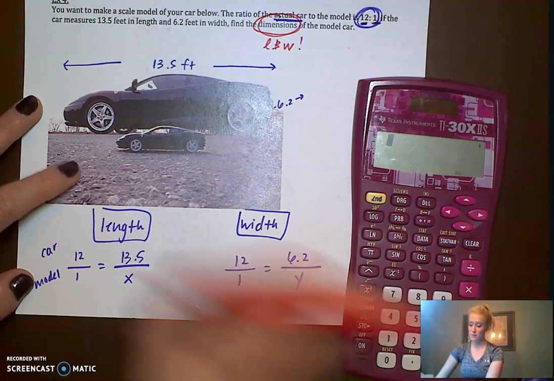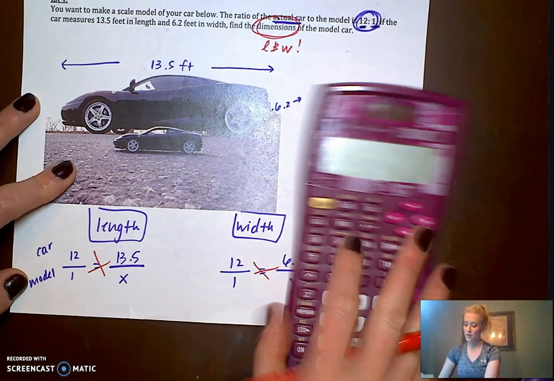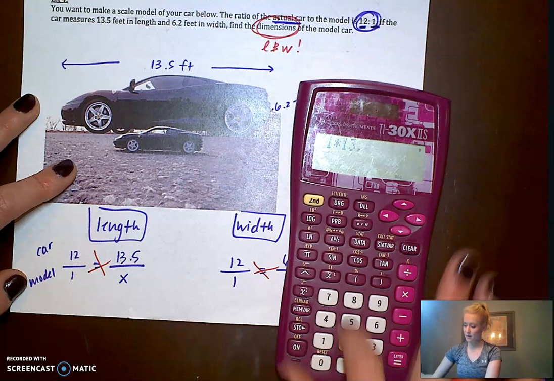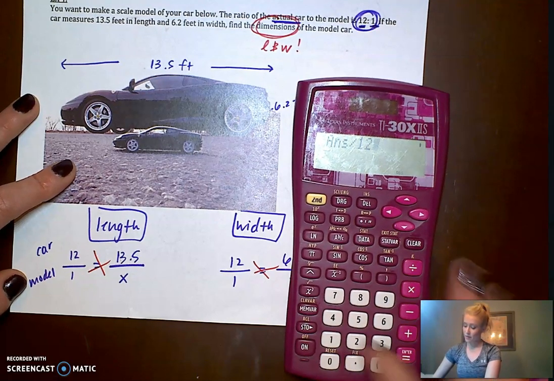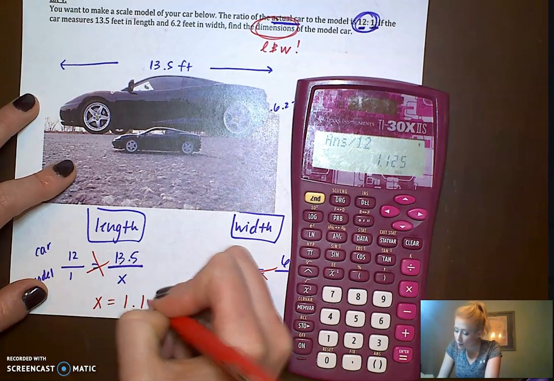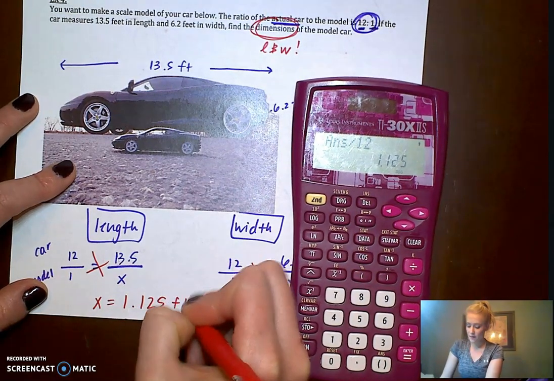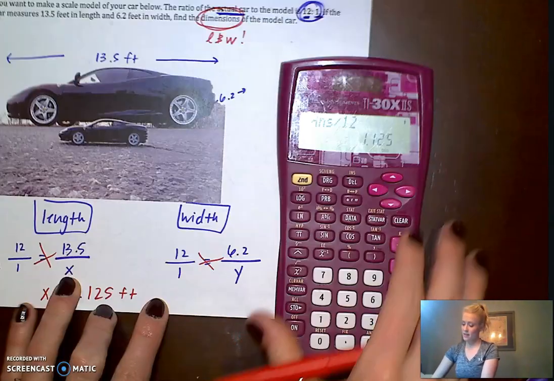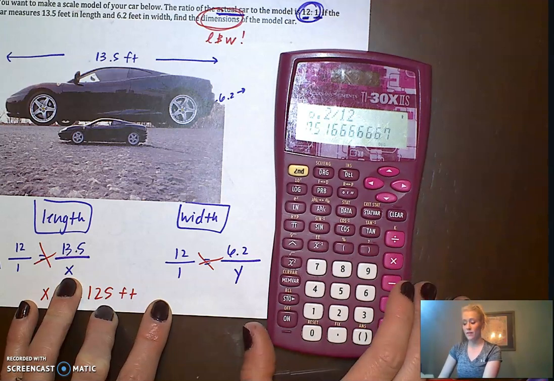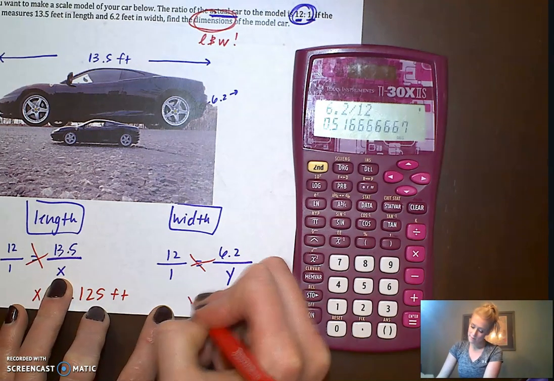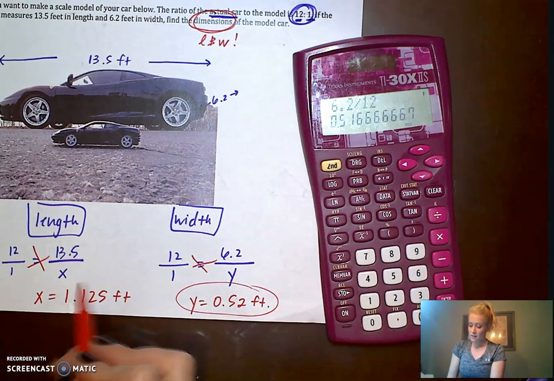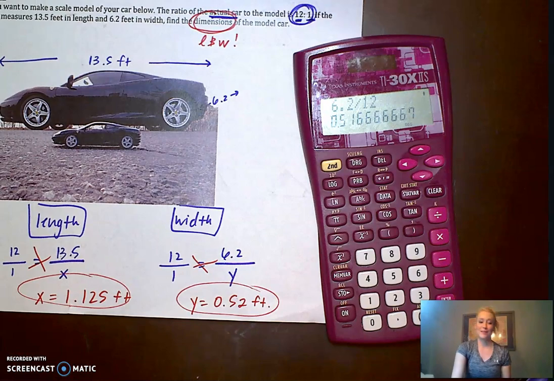Okay, then I just have to cross multiply and divide for both of them. So really it's just dividing by 12, but we'll take it slow. Divided by 12. So the length of the model is 1.125 feet. And the width of the model is 0.52 feet. Okay, that's similar figures.